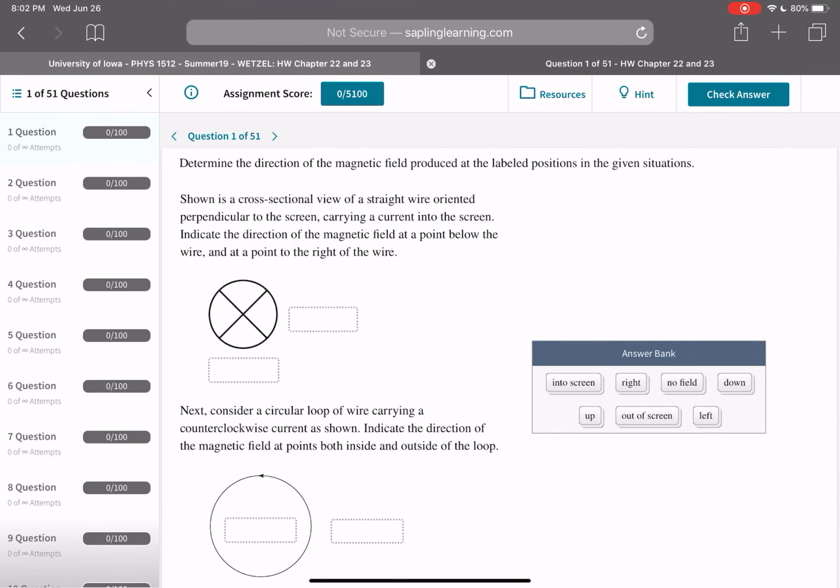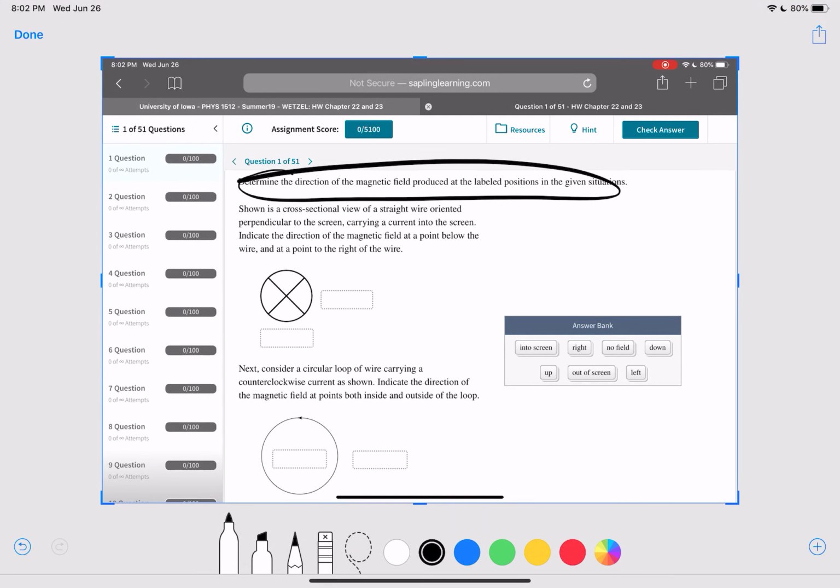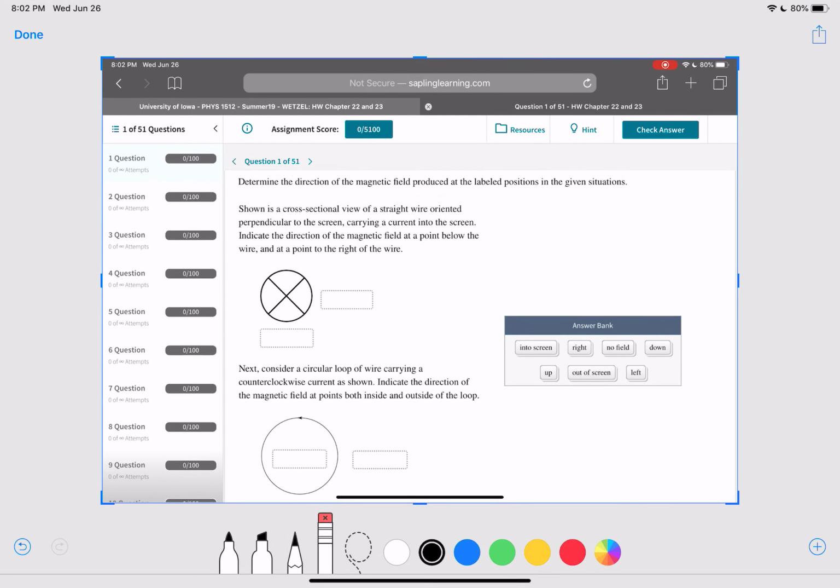Okay, let's talk through these problems here. So this first one is we want to determine the direction of the magnetic field produced at the labeled positions in the given situation. So we've got a wire here, and the X here means that the current is going into the page.